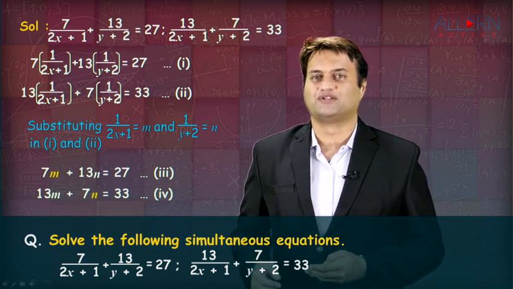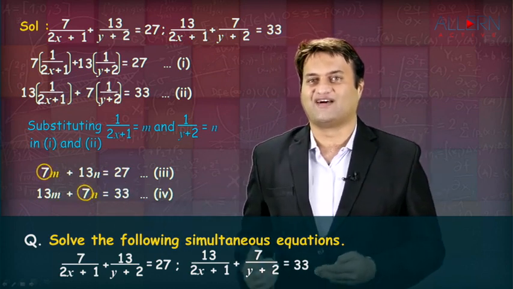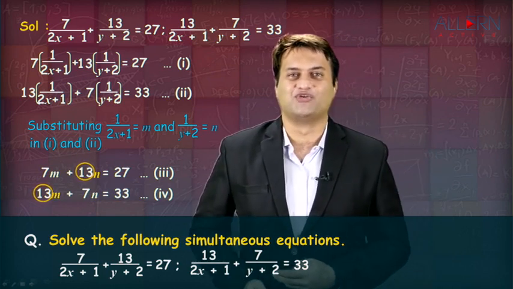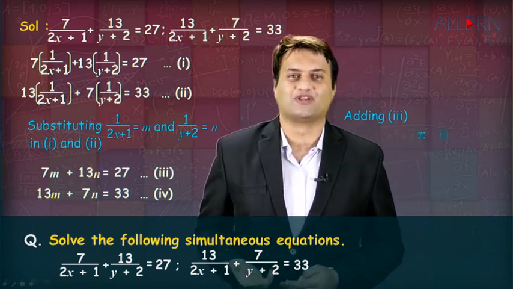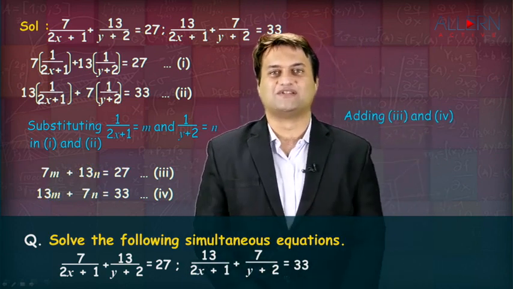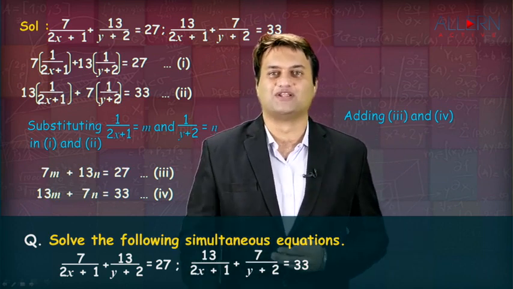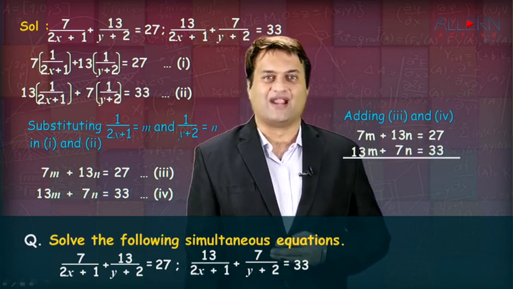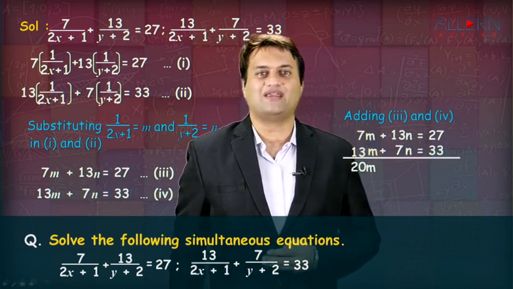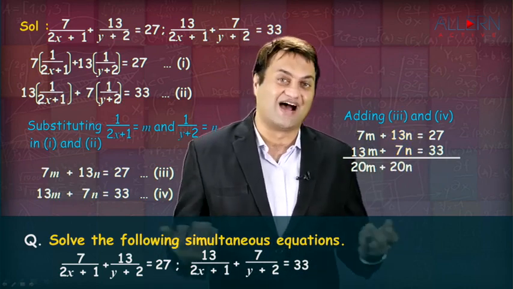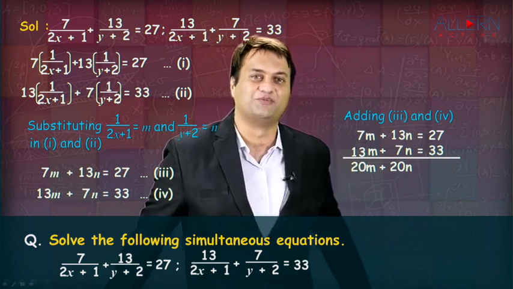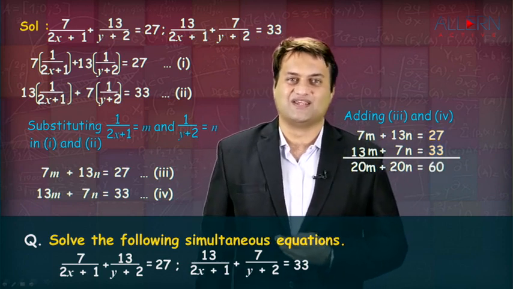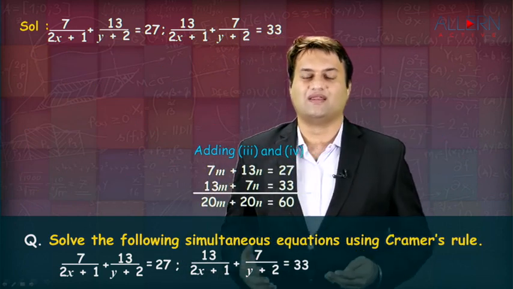How do we solve such equations? You can see the coefficients are diagonally same, the 7, 7, 13, 13. So we can go for the ASA method. In the ASA method, the first step is adding the two equations. So let us add equation number 3 and 4. 7 plus 13 is 20. 13 plus 7 is 20. In ASA, after adding or subtracting, the coefficient of m should be same as the coefficient of n. And 27 plus 33 is 60. 20m plus 20n is equal to 60.